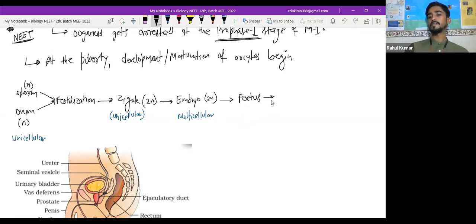And after fetus, when it is ready to get delivered and birth takes place, after birth, the newborn baby is known as neonatal baby. Newly born baby is called neonatal. And then that neonatal baby develops into an infant. Infant is a newborn baby, few months or 1 year old. And then that infant develops into a child. Is it clear? All the terms are clear to you?